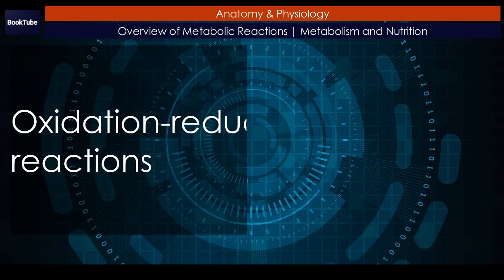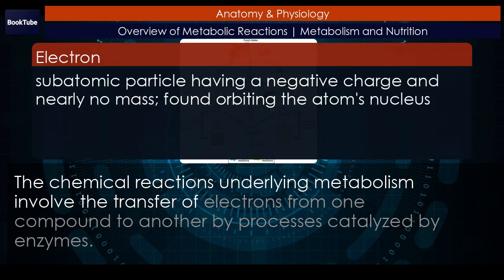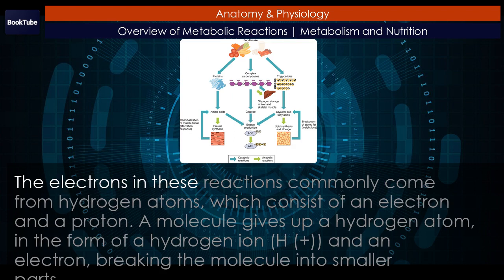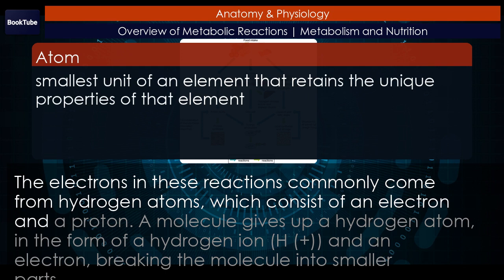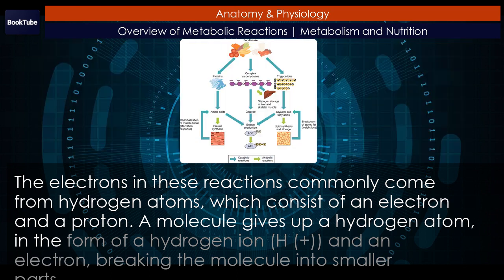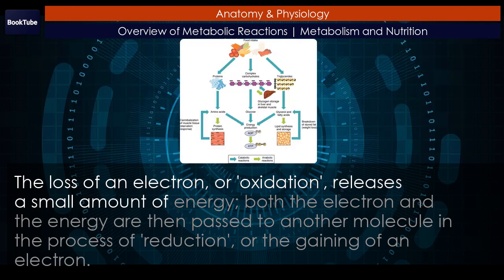Oxidation-reduction reactions. The chemical reactions underlying metabolism involve the transfer of electrons from one compound to another by processes catalyzed by enzymes. The electrons in these reactions commonly come from hydrogen atoms, which consist of an electron and a proton. A molecule gives up a hydrogen atom in the form of a hydrogen ion, H+, and an electron, breaking the molecule into smaller parts. The loss of an electron, or oxidation, releases a small amount of energy.